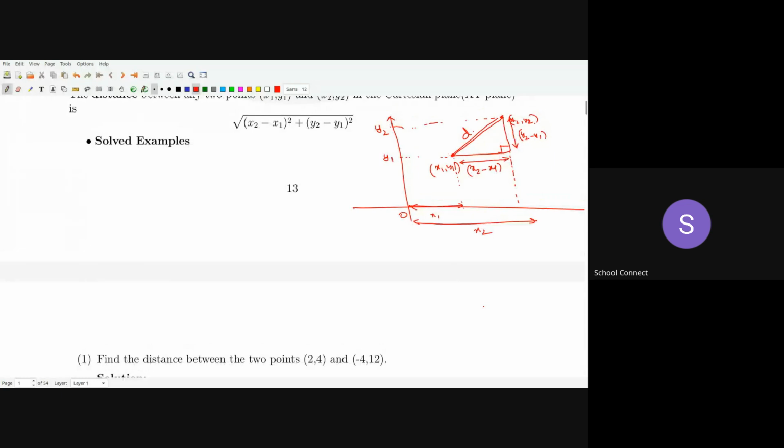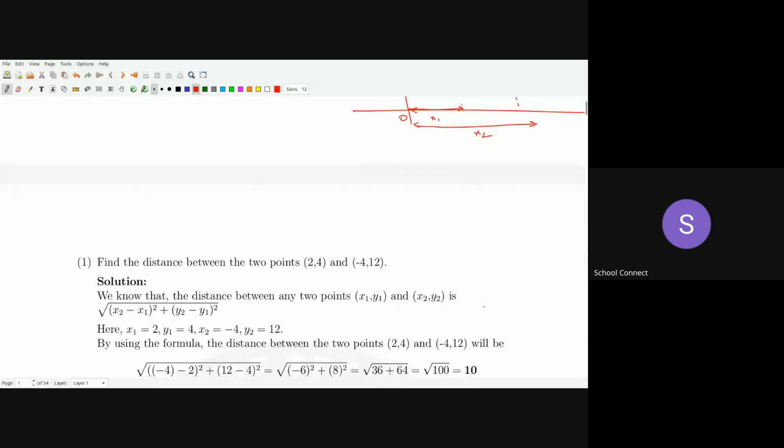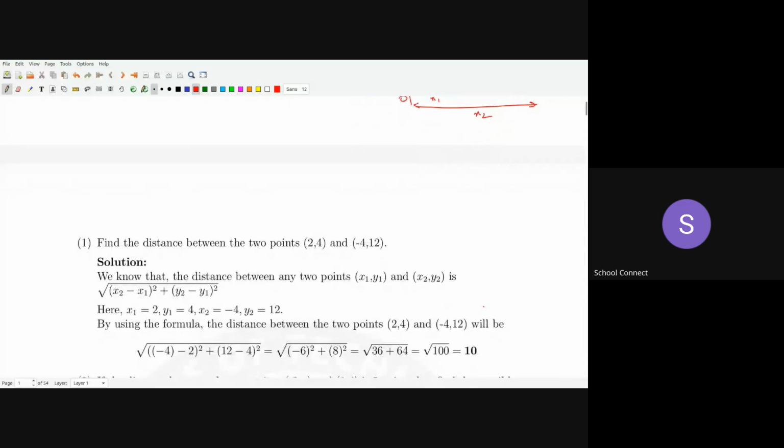Okay. So there are 2 points. You can just use that distance formula and you can compute the distance. Since the first question you already have seen the solution, identify what x1, x2, y1, y2 are. So here x1 is 2, y1 is 4, x2 is -4, y2 is 12. So we have all x1, x2, y1, y2. Just substitute them in the formula we know. If you substitute and simplify, you will get 10 as the answer.